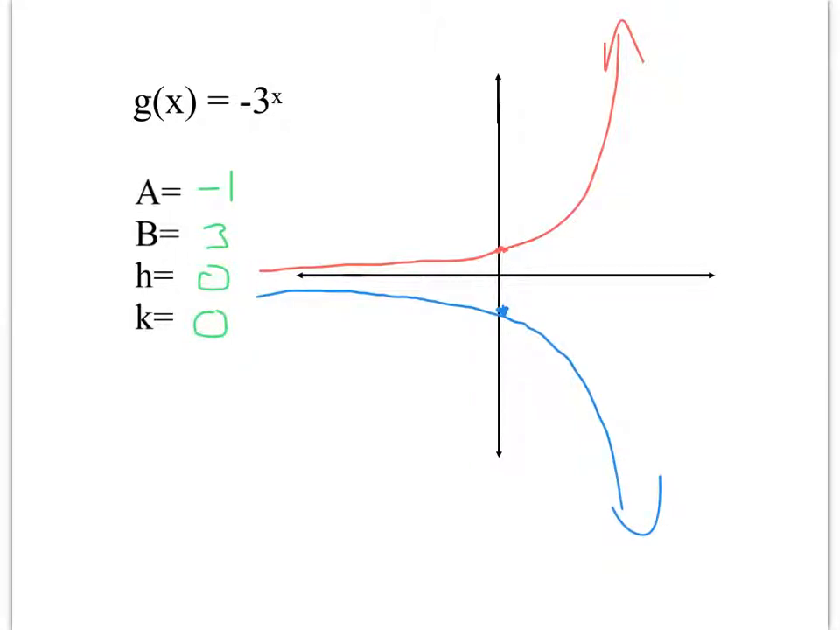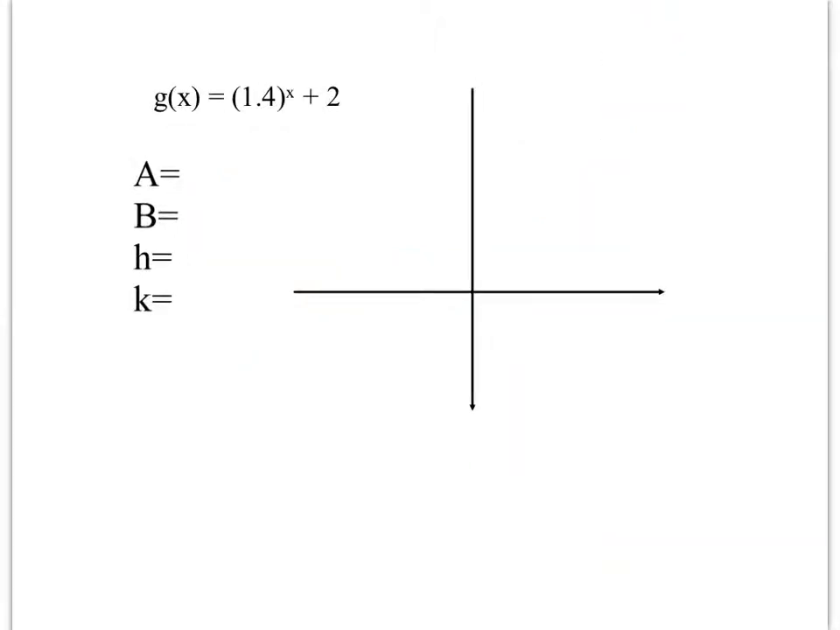Alright, here's our next one. g of x is equal to a base of 1.4 raised to the x power plus 2, and this plus 2 is not in the exponent. You guys fill in the a, b, h, and k right now, and I shall be right back.